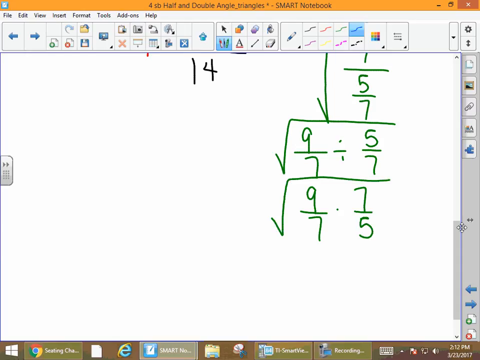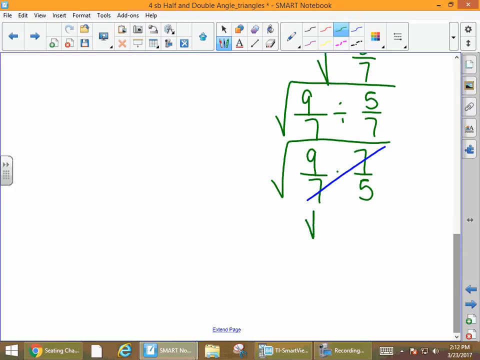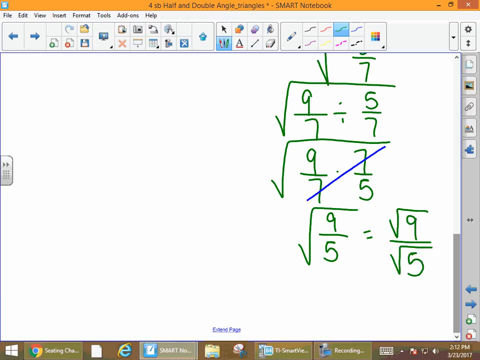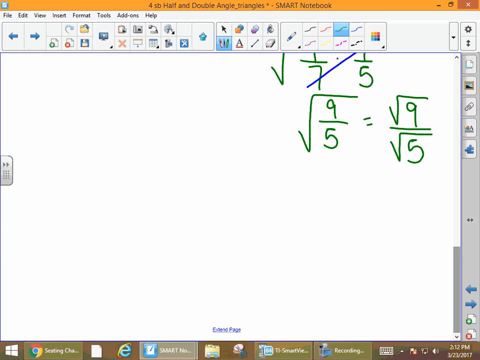But what happens is the 7's cancel out. We end up with the square root of 9 over 5, which is similar to what we just had in that last problem. Remember, we're able to break it apart. We're able to rewrite this as the square root of 9 divided by the square root of 5. And we can take the square root of 9. But we can't take the square root of 5.